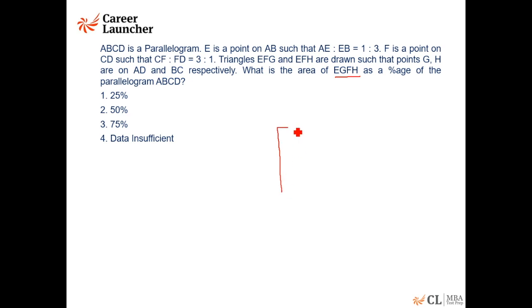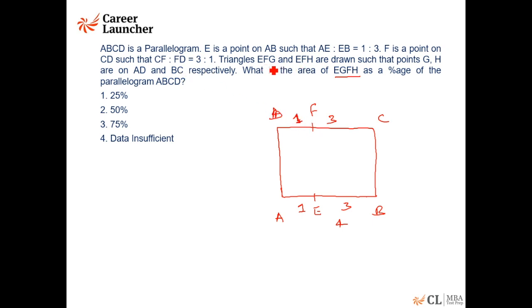I am drawing a square, which is my parallelogram. A square is also a parallelogram. Okay, this is a square I have. A, B, C, D. I am assuming AB to be 4 centimeters. AE to EB is 1:3, so if this is 1, this is going to be 3. This is E. F is a point on CD such that CF to FD is 3:1. So this is 3, this is 1. This is F.